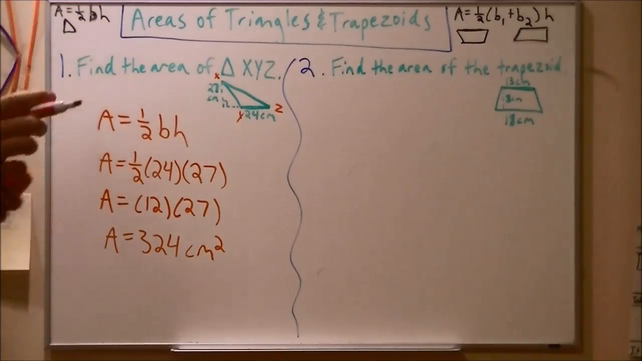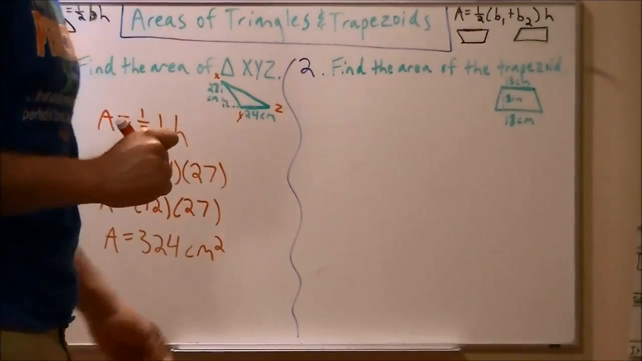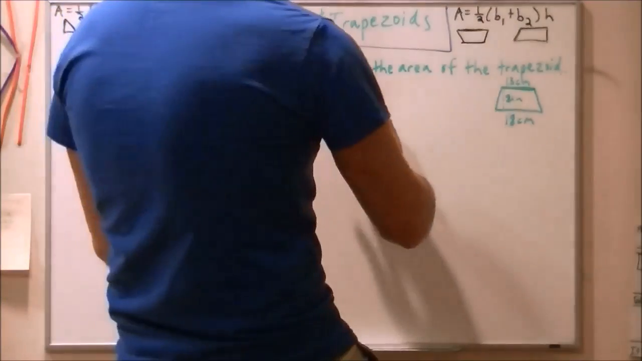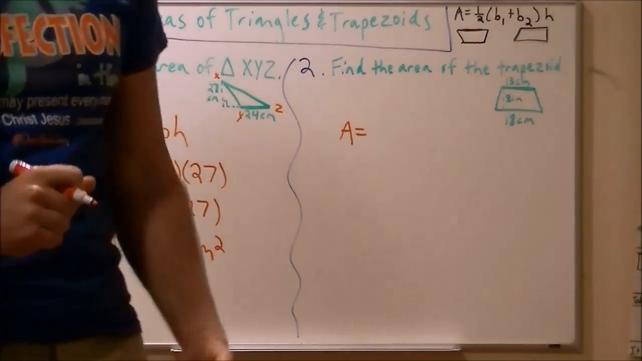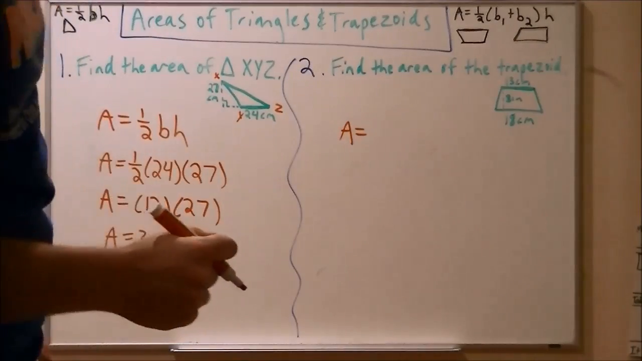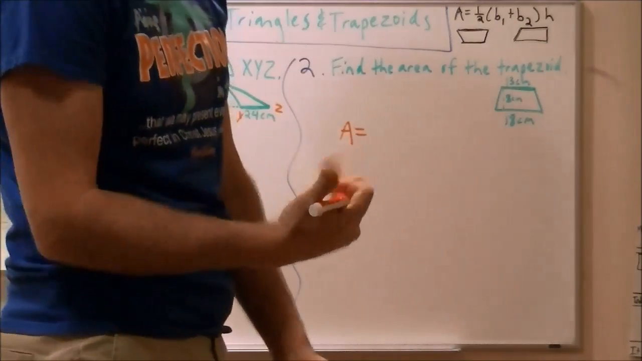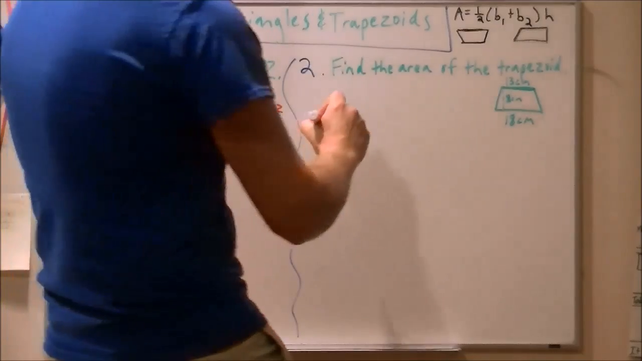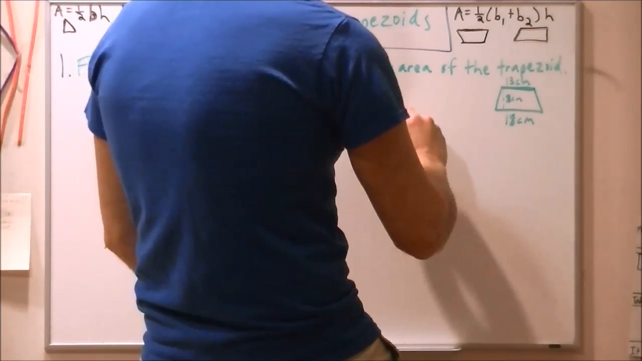Number 2, find the area of this trapezoid. Now the way I do that, look at my formula up here. Write this one down if you haven't already. A trapezoid is a 4-sided shape that has only 2 sides that are parallel to one another. Those are recognized as the 2 bases. And our formula for the area of a trapezoid is 1/2.